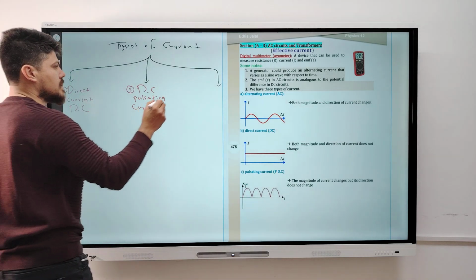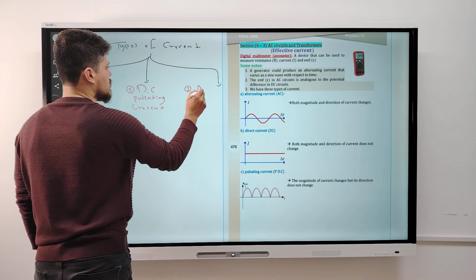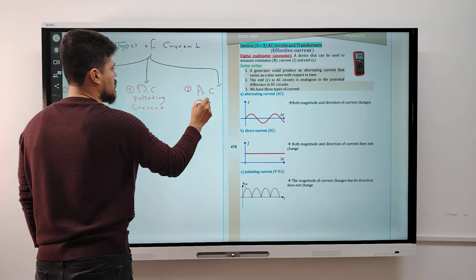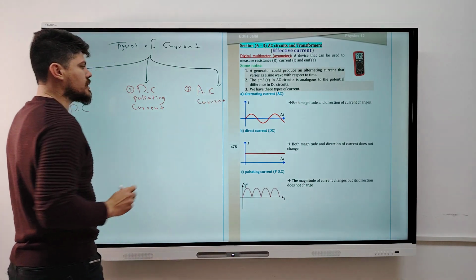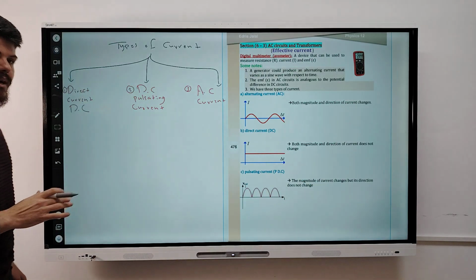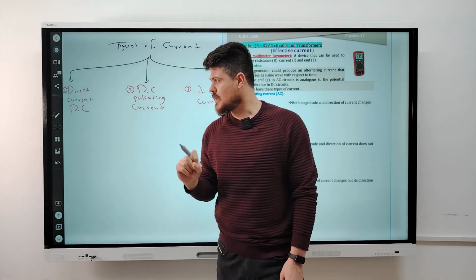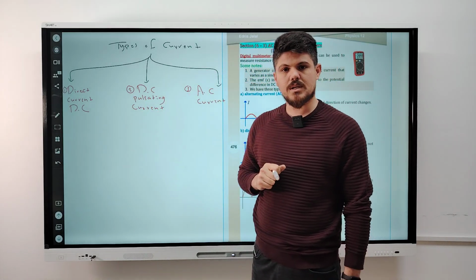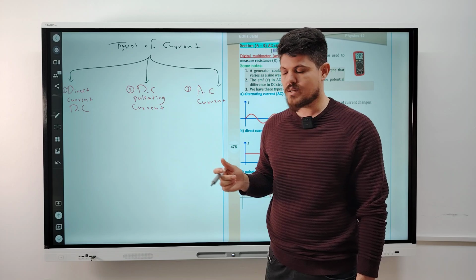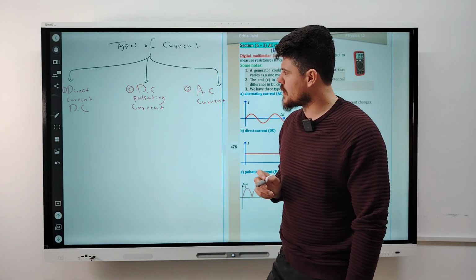And the third one is AC current from the generator. Okay, we have three different types of current: DC of battery, and the DC pulsating current of generator, and the AC current.